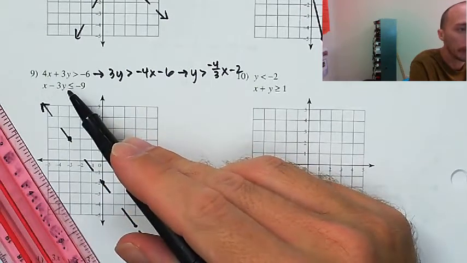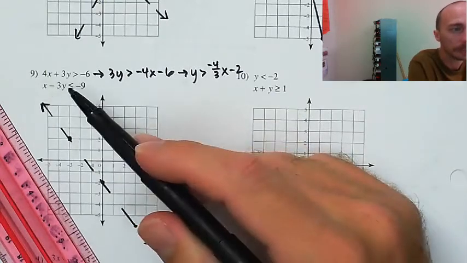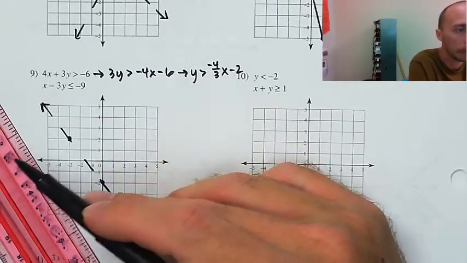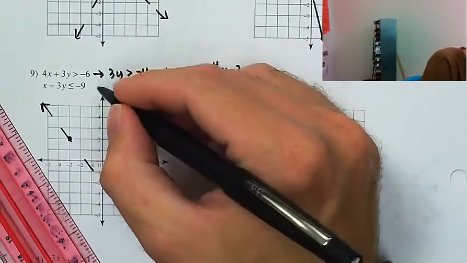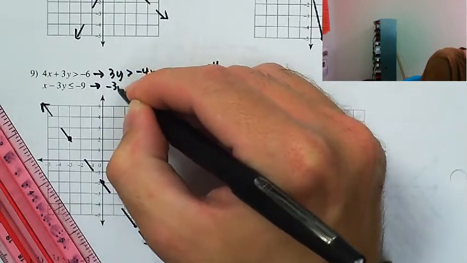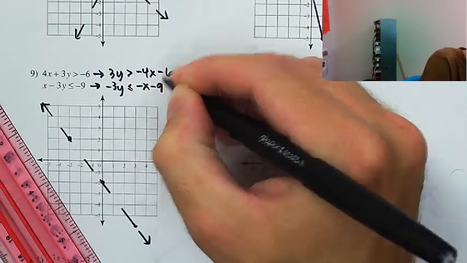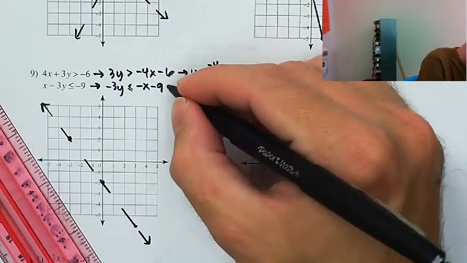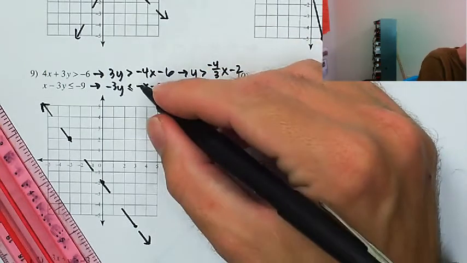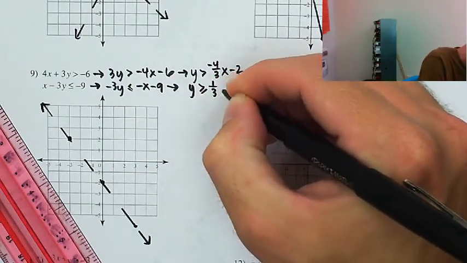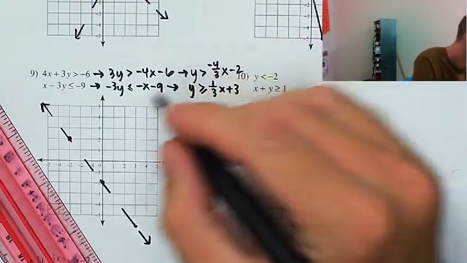And then x minus 3y is less than or equal to negative 9. Okay, well that's going to be troublesome because I don't have x equals negative 9 available over here. So I'm going to need to solve for y and then do the best I can, right? So now negative 3y is less than or equal to negative x minus 9, when I subtract x from both sides. And then I will divide both sides by negative 3, and that will reverse the direction of my inequality. Negative 1 divided by negative 3 would be 1/3 x, and negative 9 divided by negative 3 is positive 3.